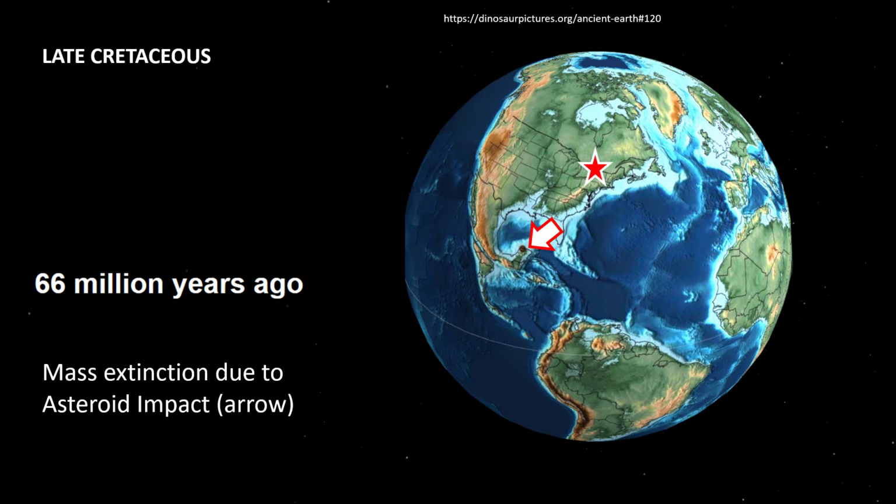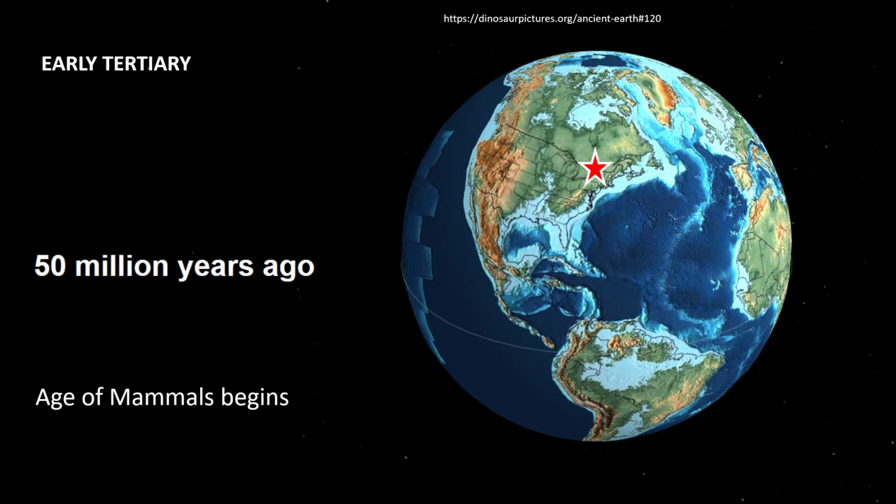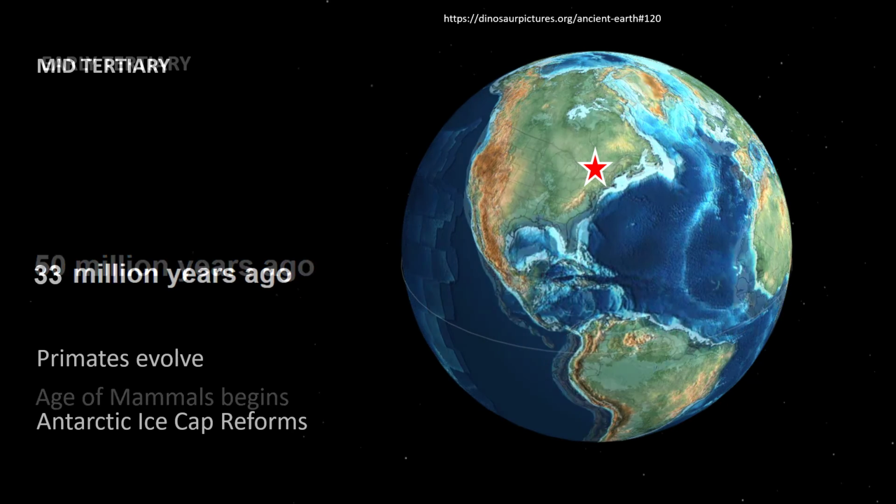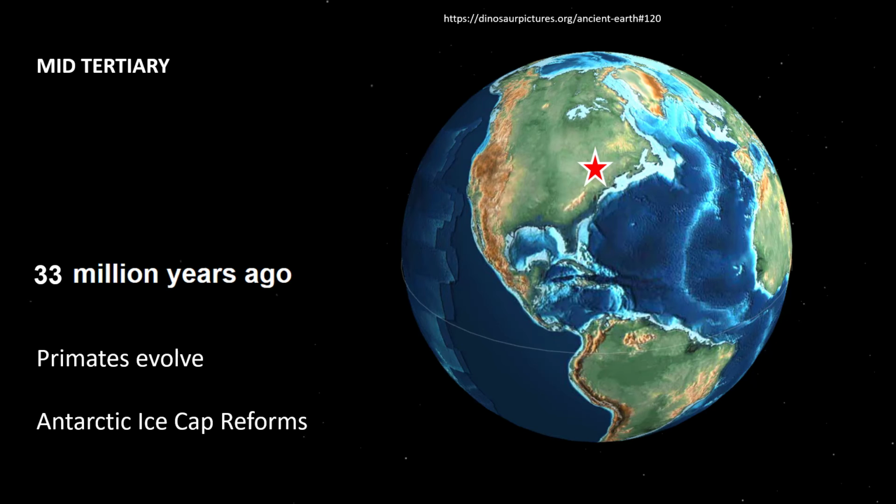66 million years ago, late Cretaceous, this is a mass extinction of all the dinosaurs caused by an asteroid impact. You can see the black dot where the arrow is pointing. That's the crater of the impact just off of Mexico. 50 million years ago, the age of the mammals. 33 million years ago, primates evolve.